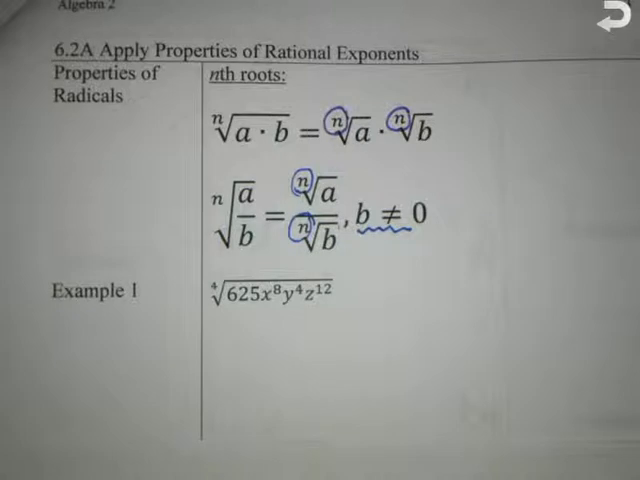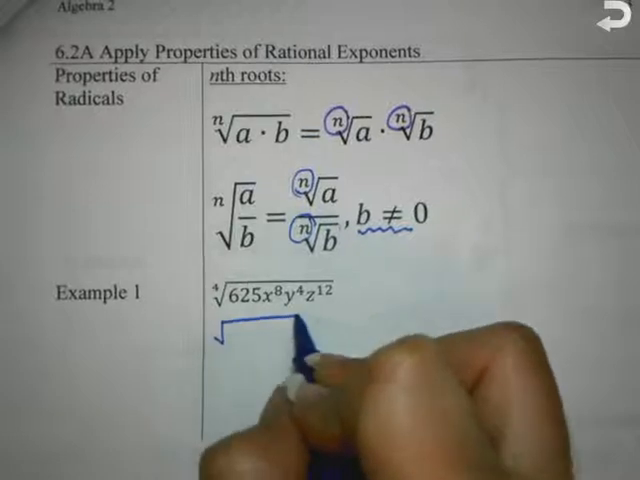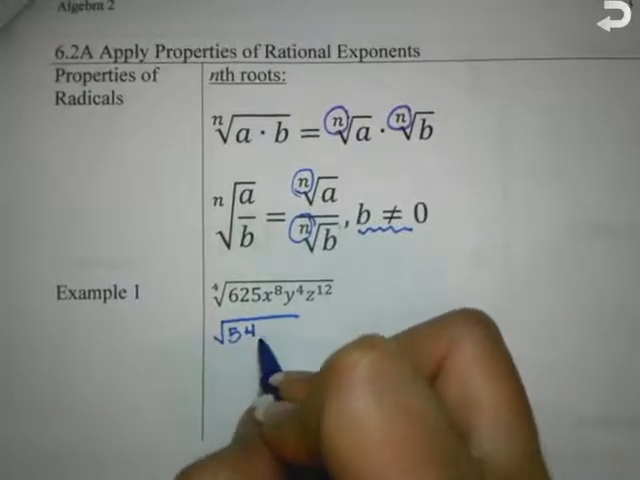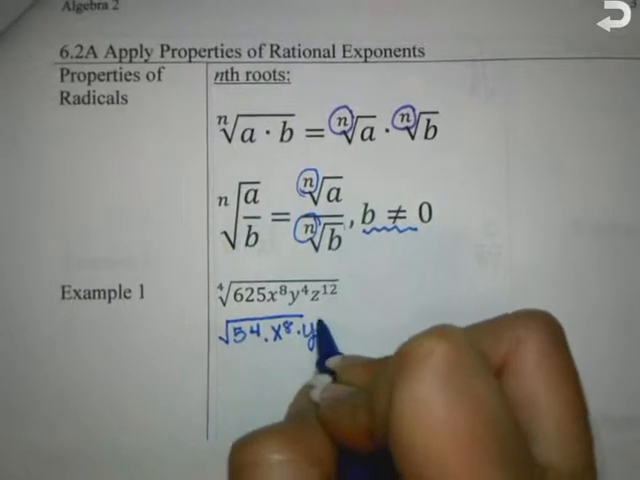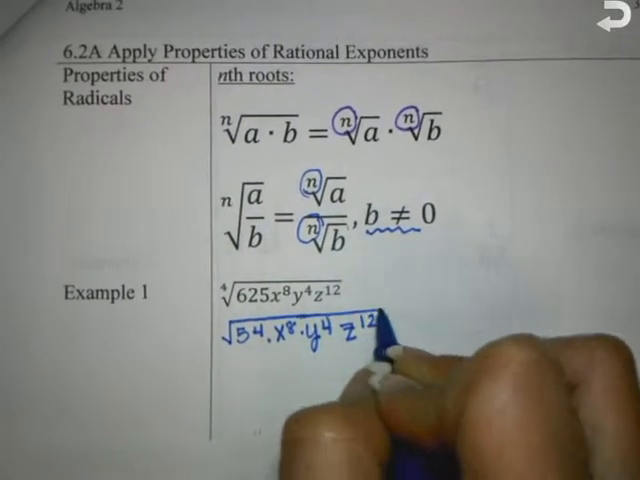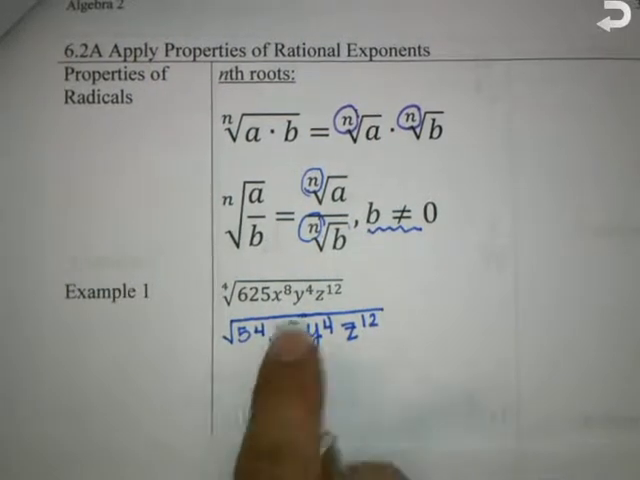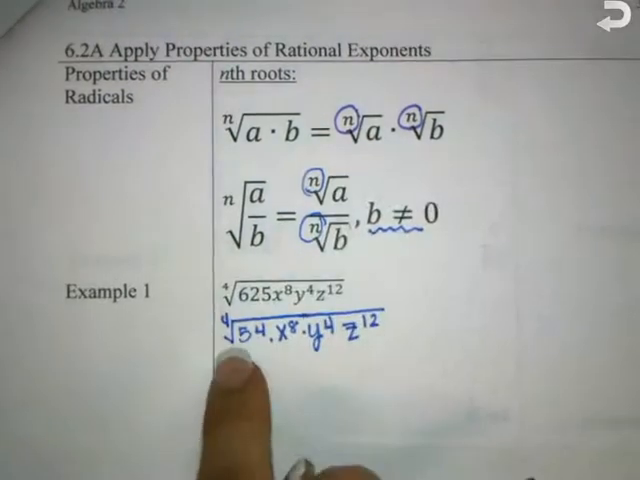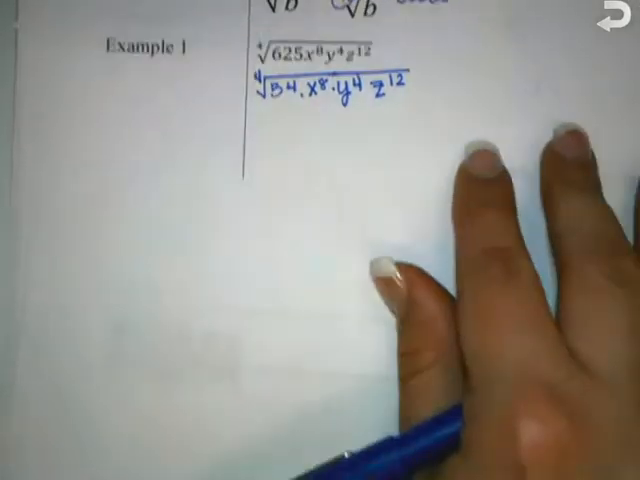Okay, so this is going to be the same as 5 to the 4th times x to the 8th times y to the 4th times z to the 12th. So all I did was I rewrote it as 5 to the 4th. And this is the same, fourth root, sorry, as splitting every single one of these up. So we can actually take the fourth root of each one of these.